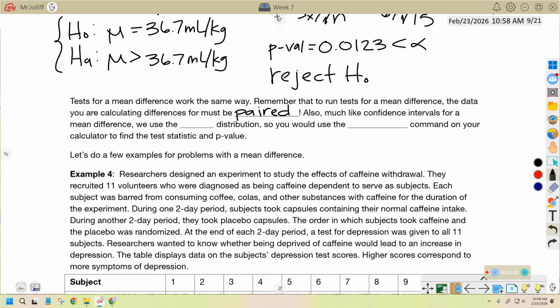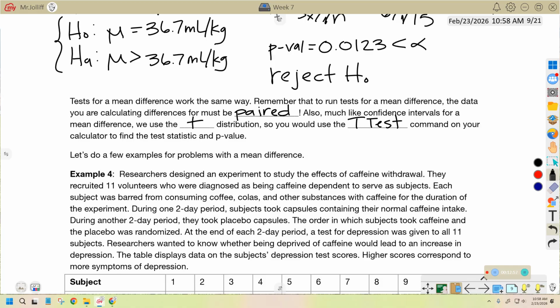When we're doing this, we are always performing a t-test, just like with confidence intervals and t-intervals. So on your calculator, you're using the t-test command. We don't have to think about it for paired data. If I'm looking at a mean difference, it's always t. We're going to do one short example, just like example 3, where we're only doing bits and pieces, and then we're going to do the full state, plan, do, conclude.